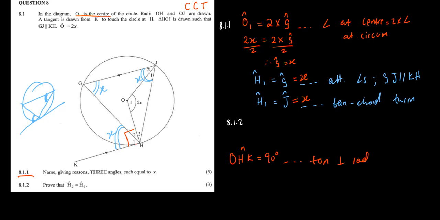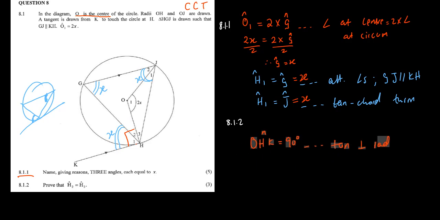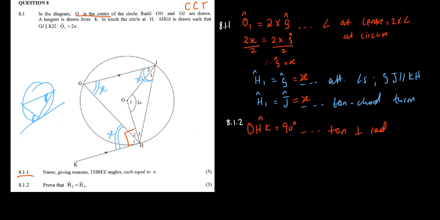Now, this theorem that we didn't talk about but we identified in 8.1.1 might come in handy. Why am I saying that? OHK is 90. OHK is made up of what?